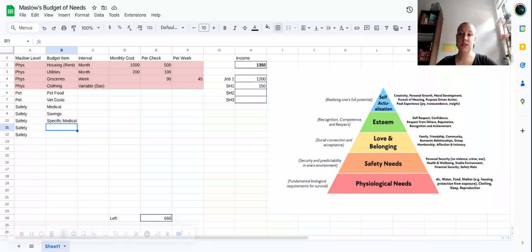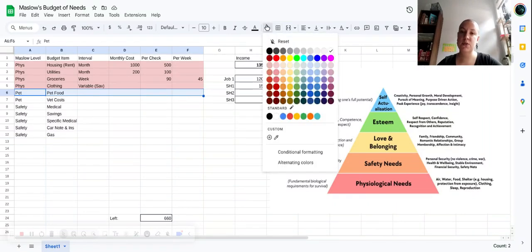Transport, how do you get to work? So for me, I'm going to put car note and insurance and gas, because that's financial security for me, how I get to work. If you're somebody who takes the train, then your transit pass is going to go there. Again, this can vary. You're just thinking, what creates financial security? At what point do you make sure that you can get to and from work, right? That's all this is.